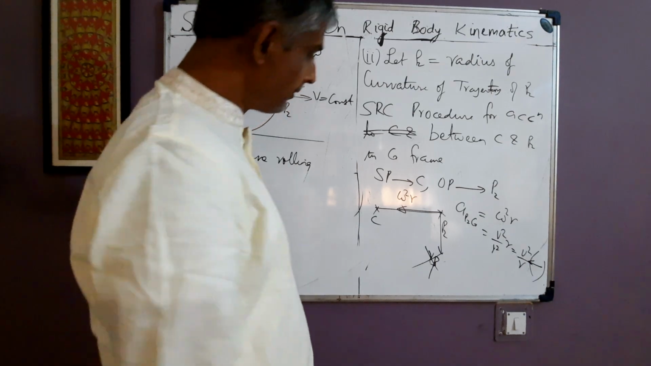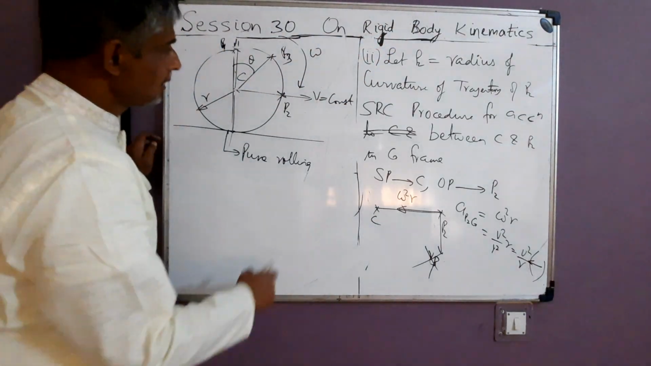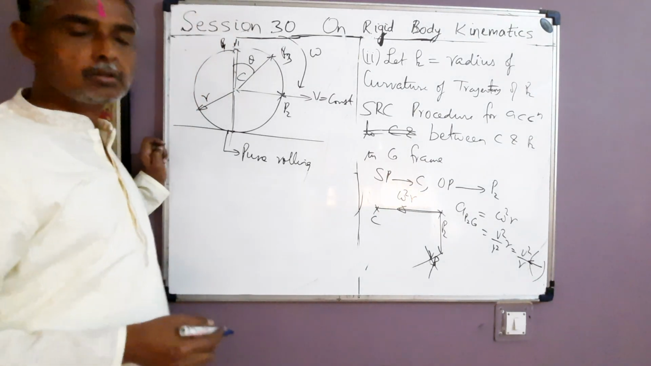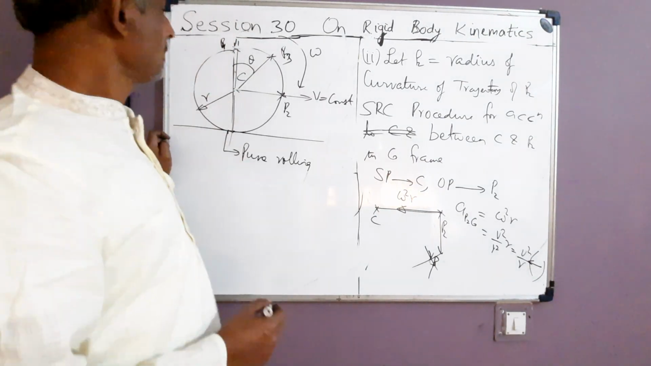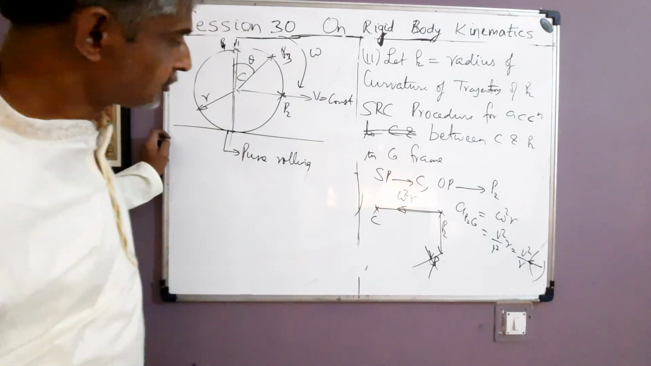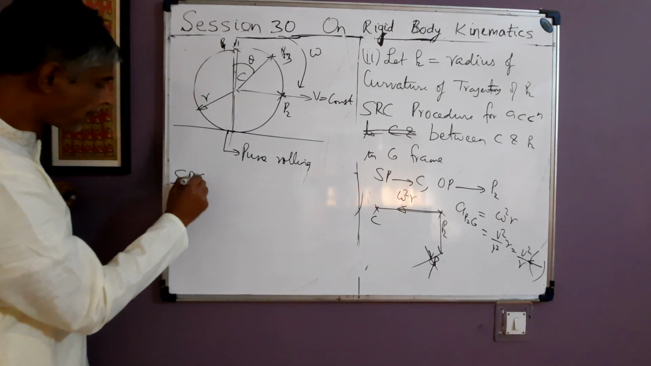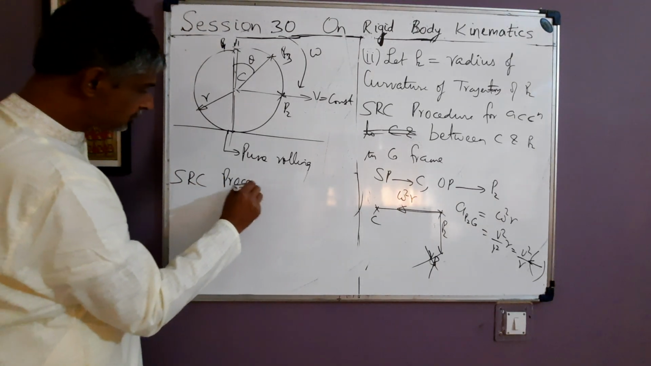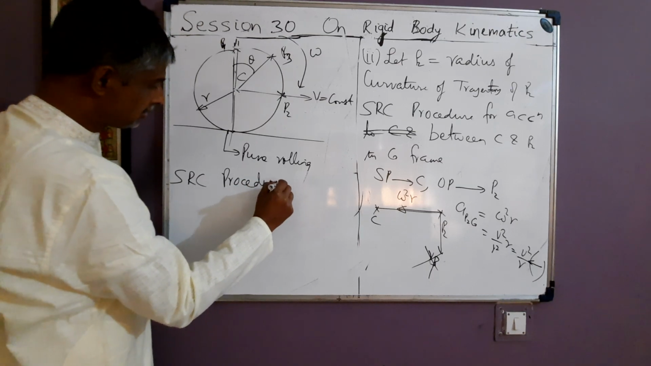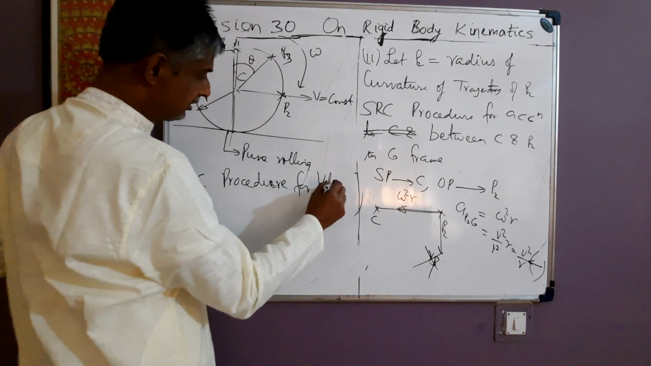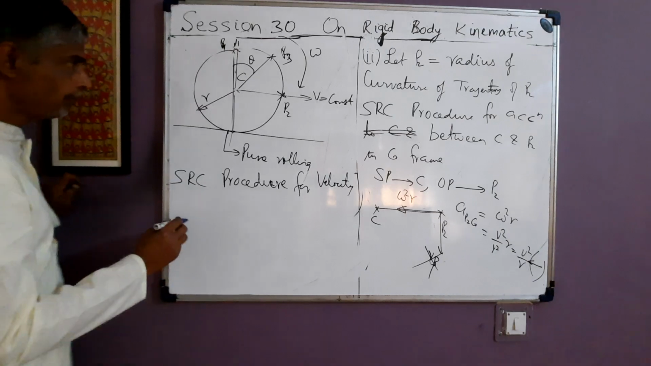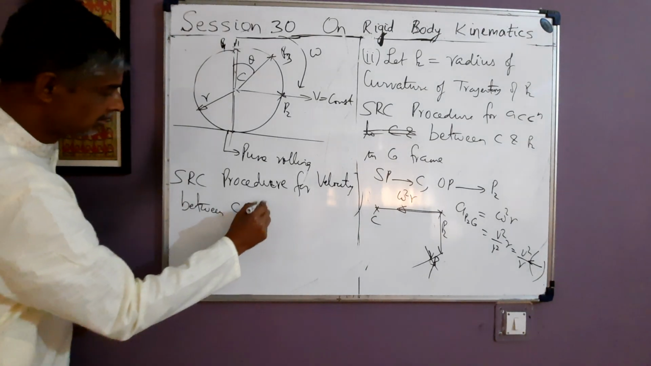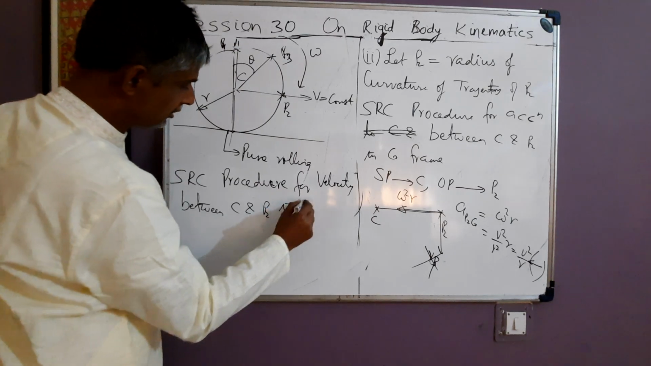Now, what I do, I first determine the speed of P2 with respect to ground using that SRC procedure of velocity, SRC procedure for velocity between C and P2 in G frame.